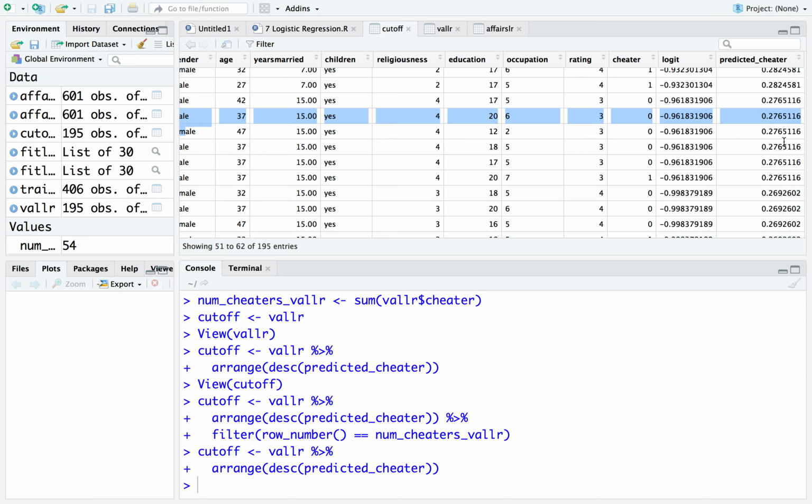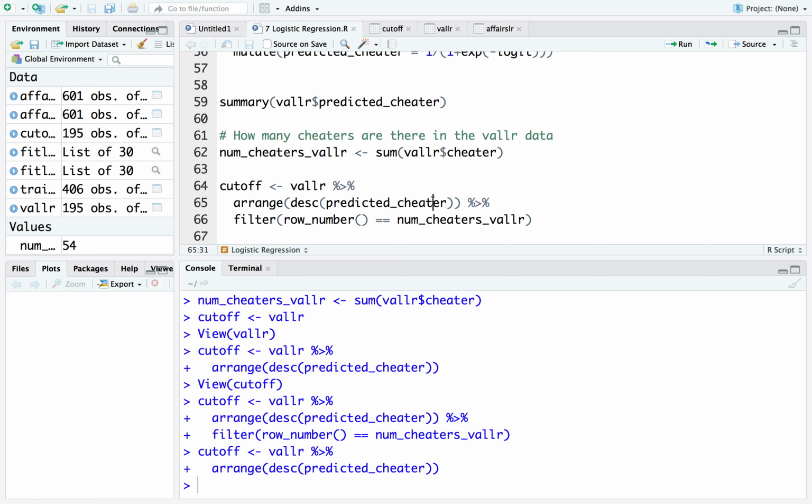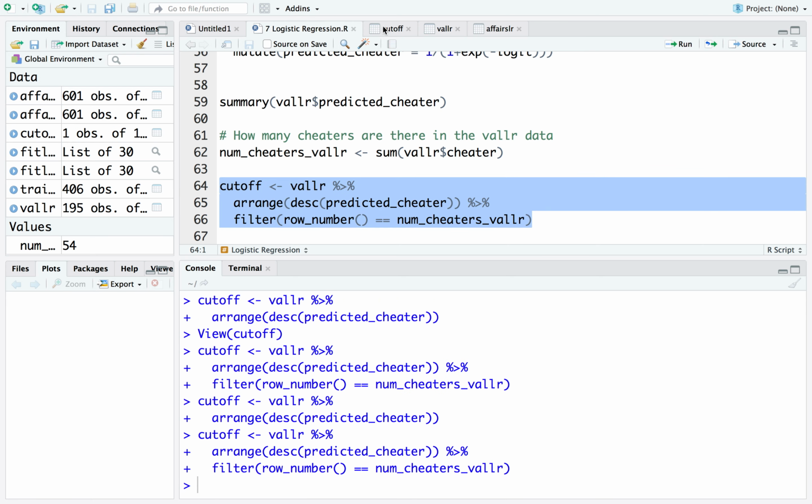That said, this is because of the prediction. Remember, we're using years married, religiousness, and rating. They all have the same religiousness, the same amount of years married, and rating. So obviously they are going to have the same predicted value. Rambling on, let's go and do what I was doing before. I've just selected that row because I want to isolate this number as my cutoff point.